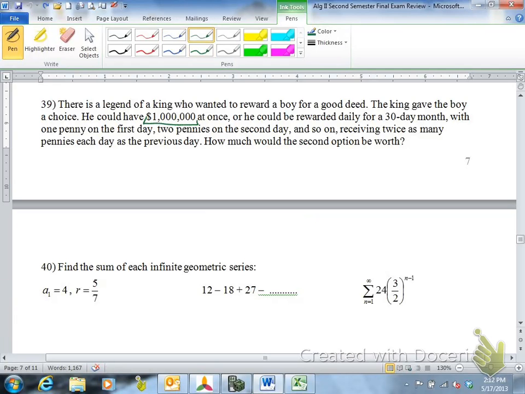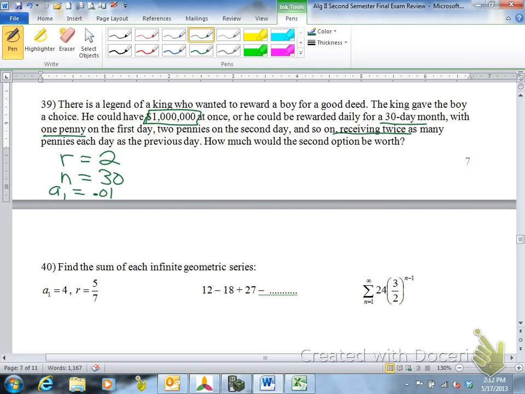The question is, do you want $1 million or do you want a penny a day, 1 penny a day for 30 days, and you get double the amount. So since it's double the amount, your R would be 2, N would be 30, and A sub 1 would be 1 penny, which you want to write as a decimal, so your answer is in dollars rather than pennies.